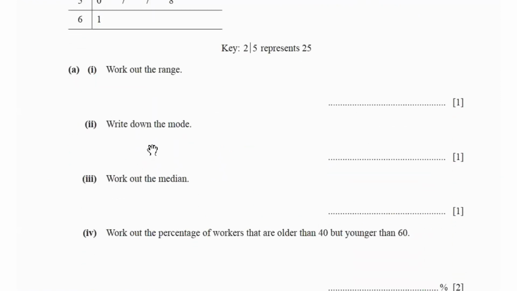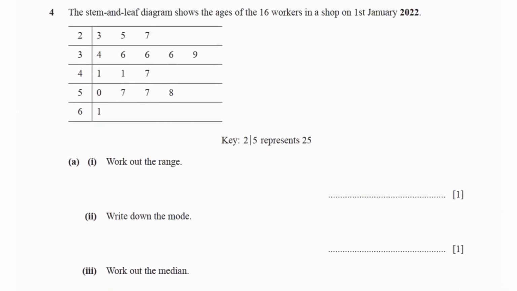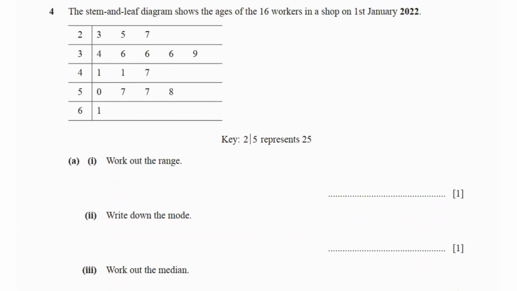Next part says work out the median. So median is your middle value. To figure out the middle value, we need to see whether the data set is even or odd. It's an even number of data set because you have 16 workers. So we know 16 divided by 2 is 8.